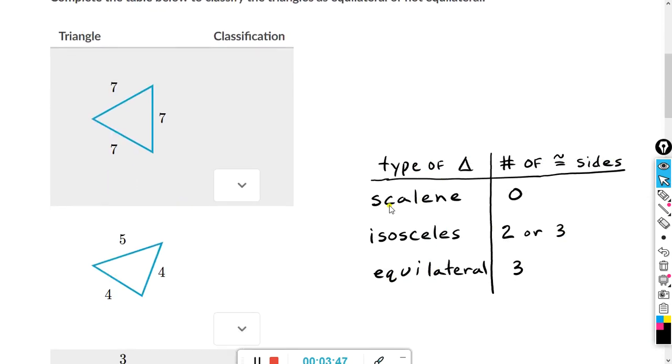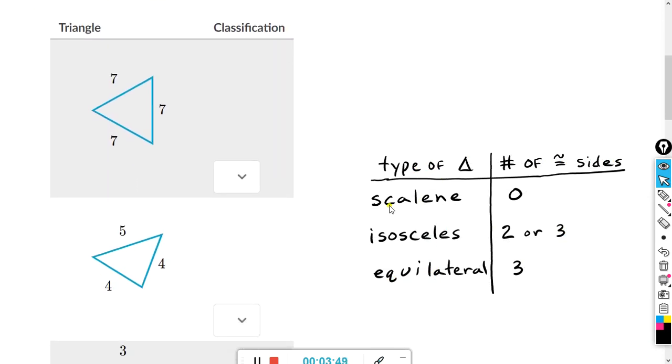All right, so these are all basically the same. It's pretty light work. Just remember that isosceles, if the triangle has 3 congruent sides, it's equilateral, but it's also isosceles. If it only has 2 congruent sides, then it's just isosceles.